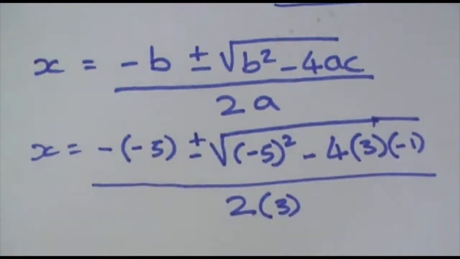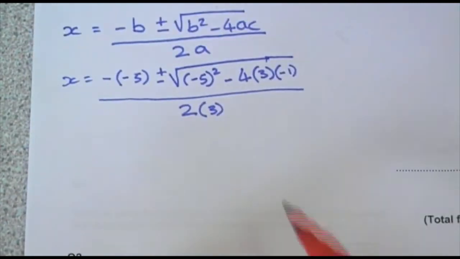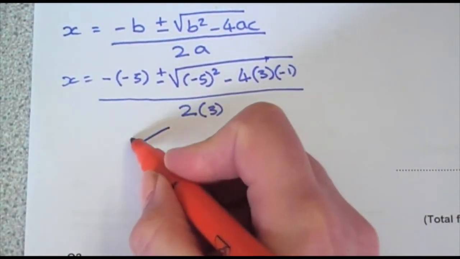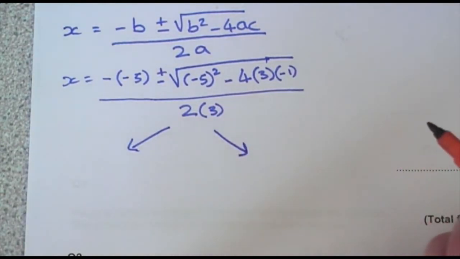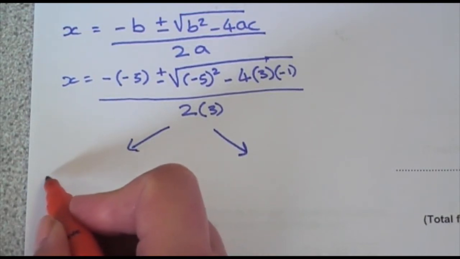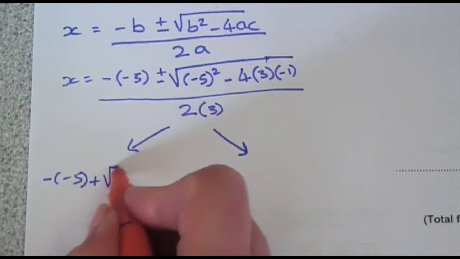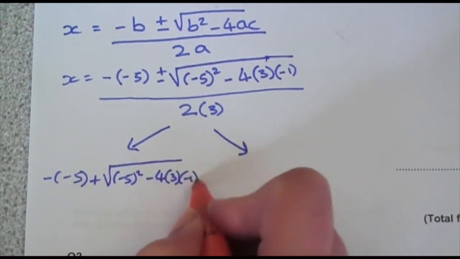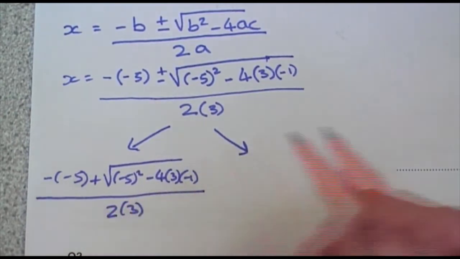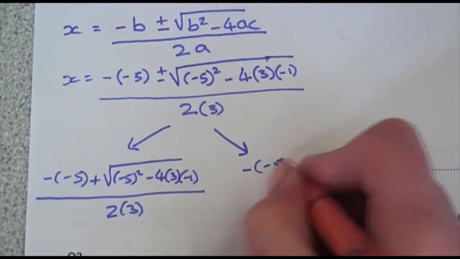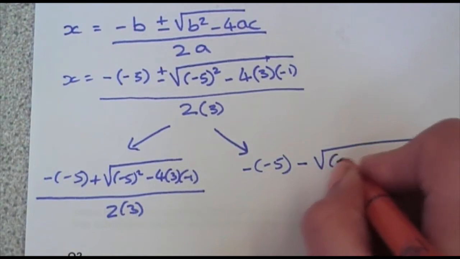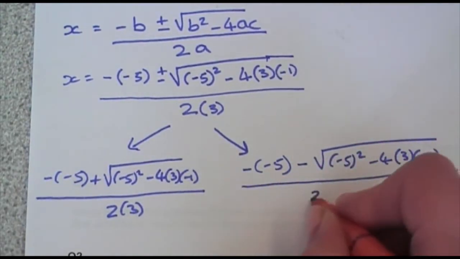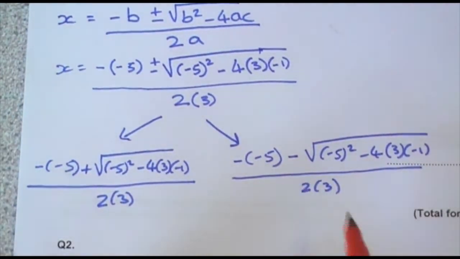Oh, no, I don't yet, actually. I'll do the split. Let me zoom out. Now, the fact that this has got a plus and a minus in it means that you need to perform this calculation twice. You need to do it once with a positive and once with a negative. So here I'm going to have negative 5 plus the square root of negative 5 squared minus 4, 3, minus 1, all divided by 2 lots of 3. And for the negative one, I'll have negative 5 minus the square root of minus 5 squared minus 4, 3, minus 1, all divided by 2 lots of 3.